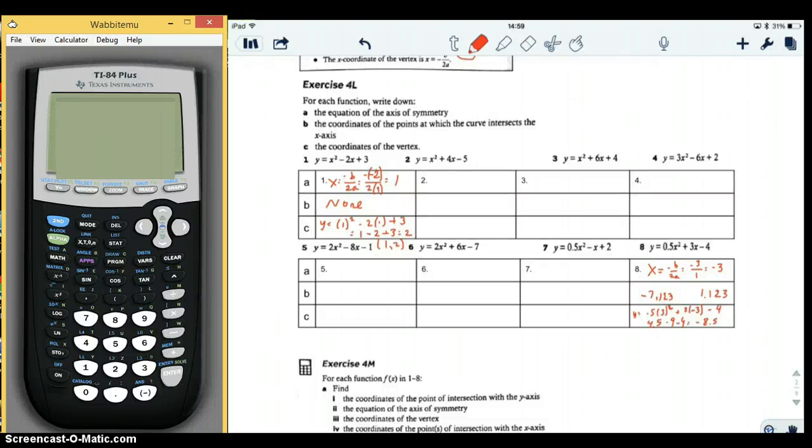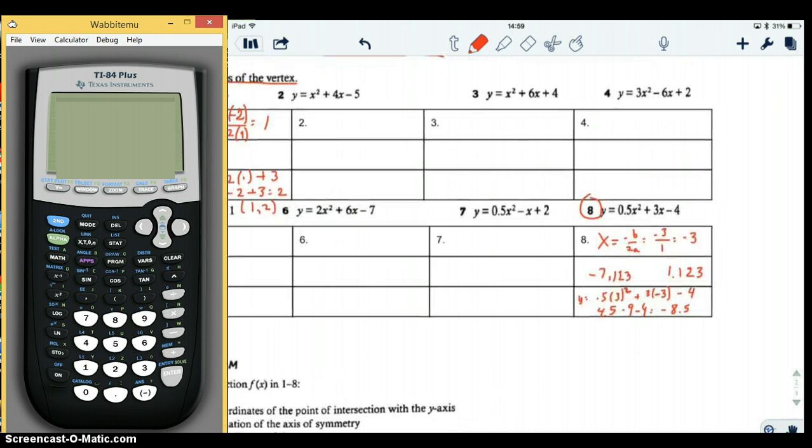Okay, this is problem 4L, number 8. Remember, just like in number 1, we're going to find A, the equation of the axis of symmetry. B, the coordinates of the points where the curve intersects the x-axis, which is the same thing as the x-intercepts. And then C, the coordinates of the vertex. Okay, so let's look down here at number 8.